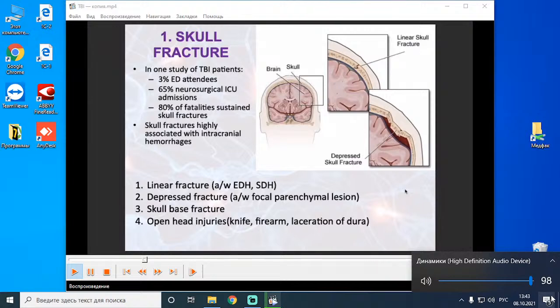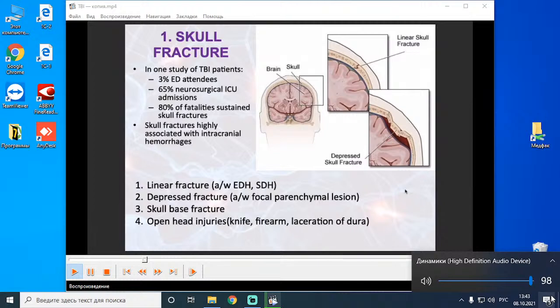Here you can remember anatomy, bones, cranial, skull fracture, depressed skull fracture. This is how it looks. Linear fracture, which presents, or it can be in epidural hematoma or subdural hematoma. Depressed fracture, focal parenchymal lesion, skull base fracture and open head injuries. Knife, firearm, laceration of dura.